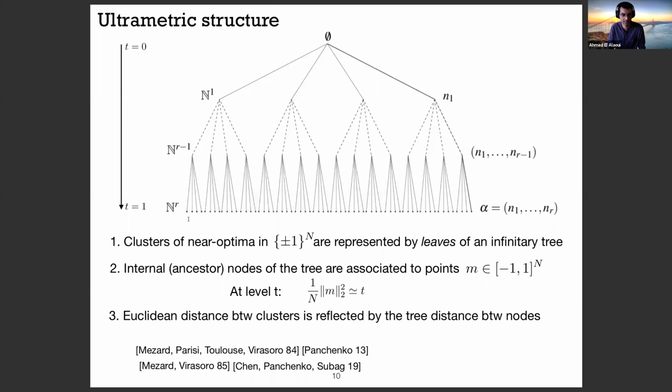Moreover, the Euclidean distance between two clusters or two near optima is reflected by the distance in the tree. So you have a hierarchical organization. If you look at a point here and a point here, for instance, then their Euclidean distance is represented by the distance in the tree, like this.